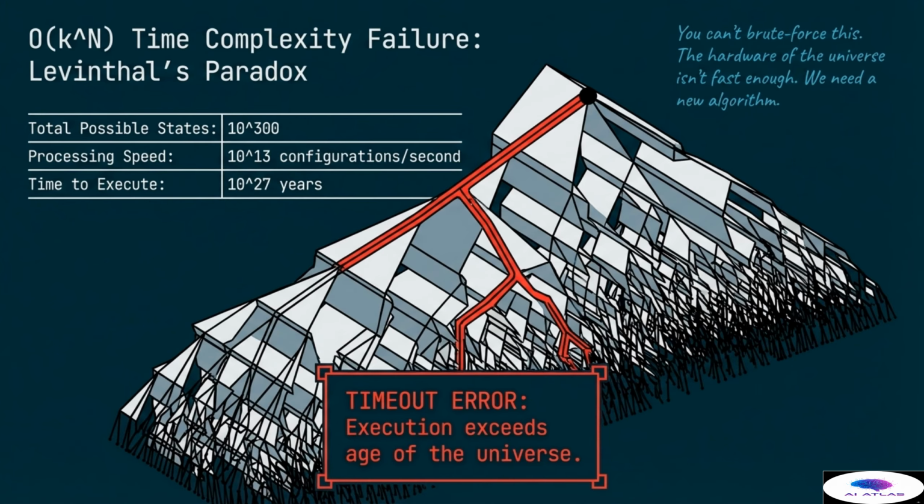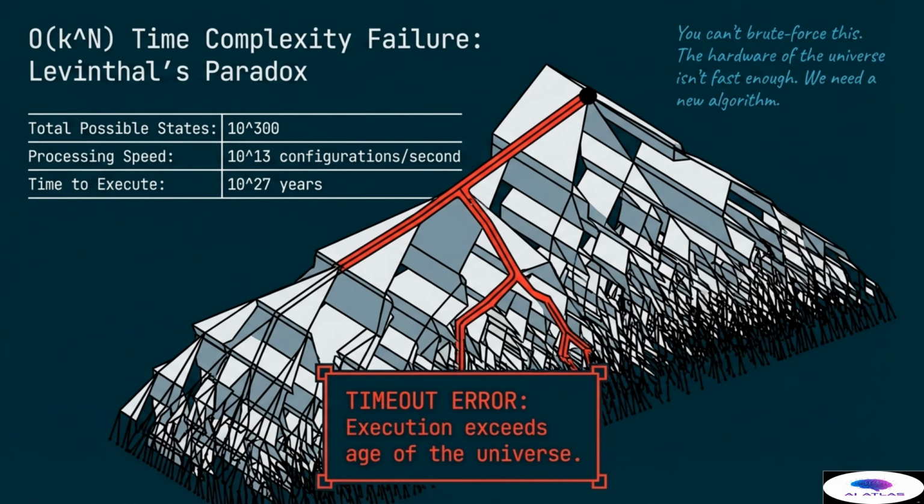In page 3, we discuss the time complexity failure known as Levinthal's paradox. This is a fundamental problem in protein folding and other complex systems where the total possible states are astronomically high. For a single protein, there might be 10 to the power of 300 possible configurations. Even with a processing speed of 10 to the power of 13 configurations per second, it would take 10 to the power of 27 years to execute a brute force search. This is a timeout error because the execution time exceeds the age of the universe.